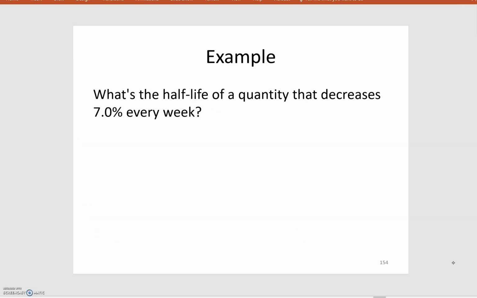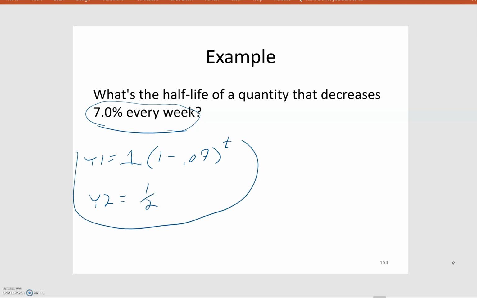All right, let's see if we can squeeze another problem in here. What's the half-life of a quantity that decreases 7% weekly? By the way, if we're given a weekly rate here, then our half-life is going to be in terms of weeks. So my rate is 7%. So my model is going to be, let's assume we start off with 1 unit, 1 minus 0.07 to the t. That will be my y1. And then my y2 will just be 1/2, and then I can do calc-intersect.